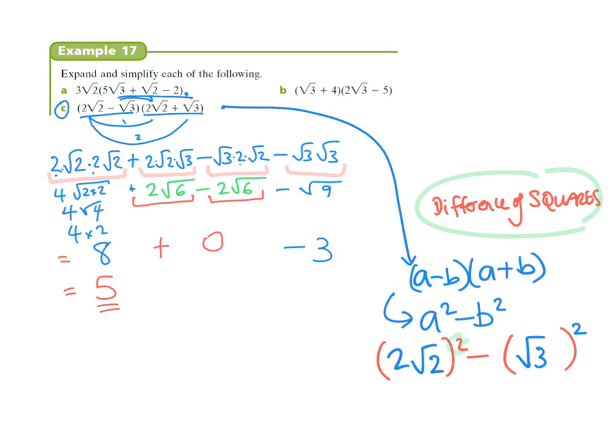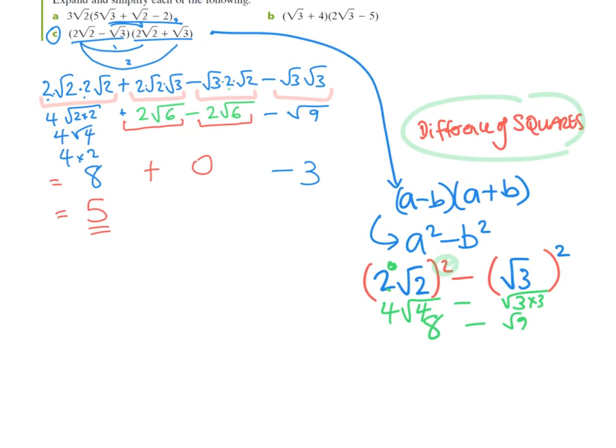So if we square the first term, that becomes that squared, okay? So 4, square root 2 times square root 2 is square root 4. So that becomes 4 times 2, which is 8. And the second part is square root 3 all squared, so it's square root 3 times square root 3, which is square root 9, which is 3. 8 take 3, also equal to 5. So that's the way the textbook does it here.